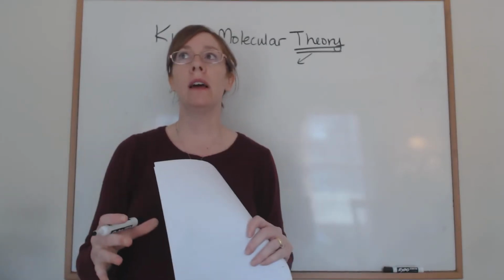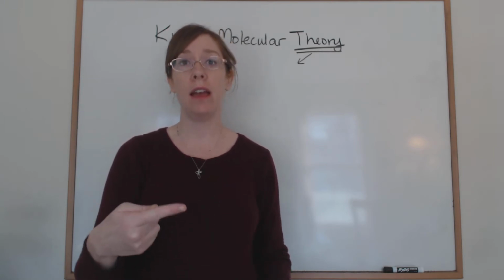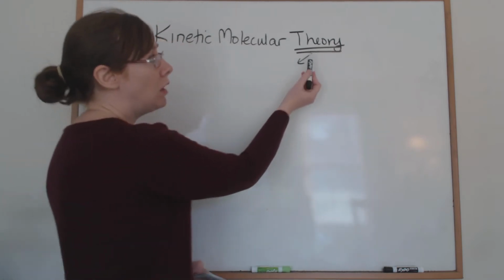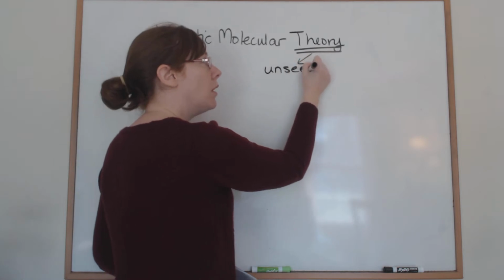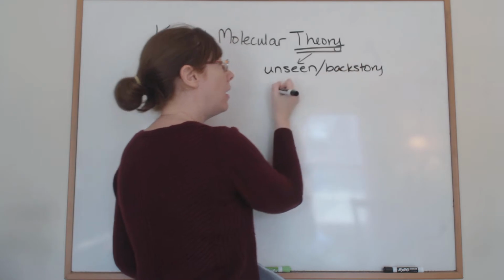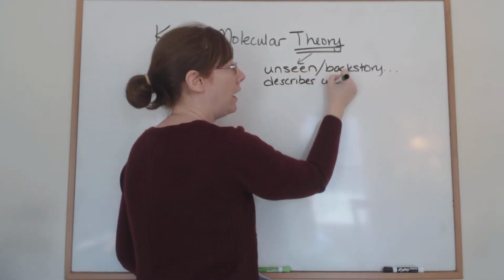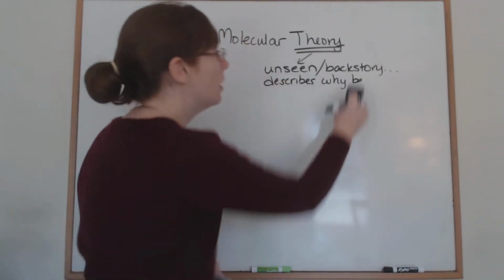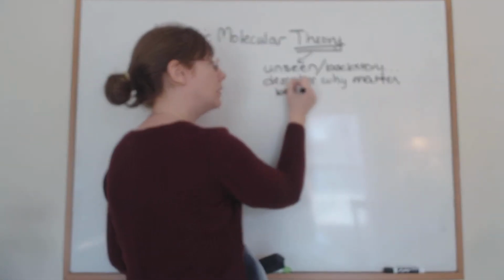Remember, a law is a series of related observations, something that a scientist sees over and over again, in many different contexts, many different labs. The difference between a law and a theory really relates to the unseen. It's really the backstory, and what it does is it describes why matter behaves as it does.